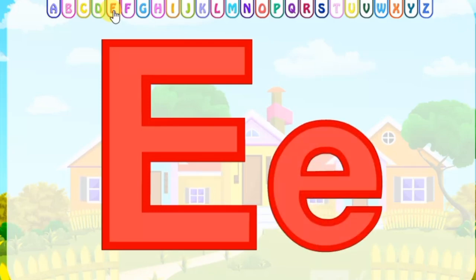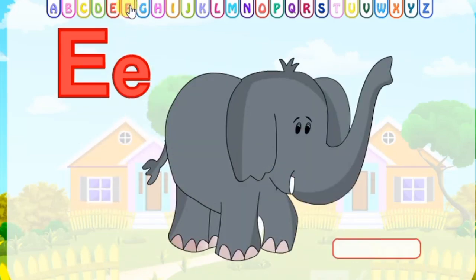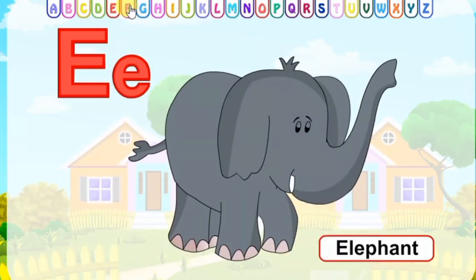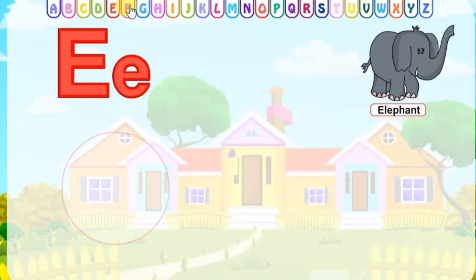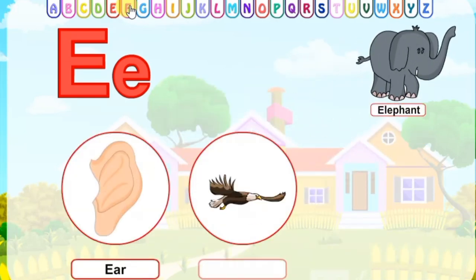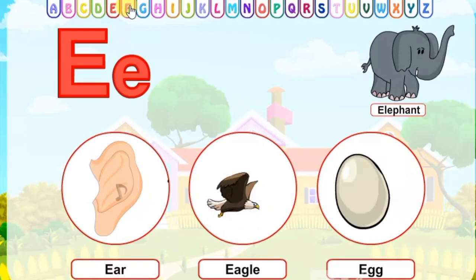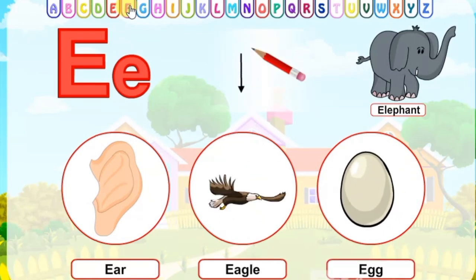E. Elephant, ear, eagle, egg. Join the dots to make E.